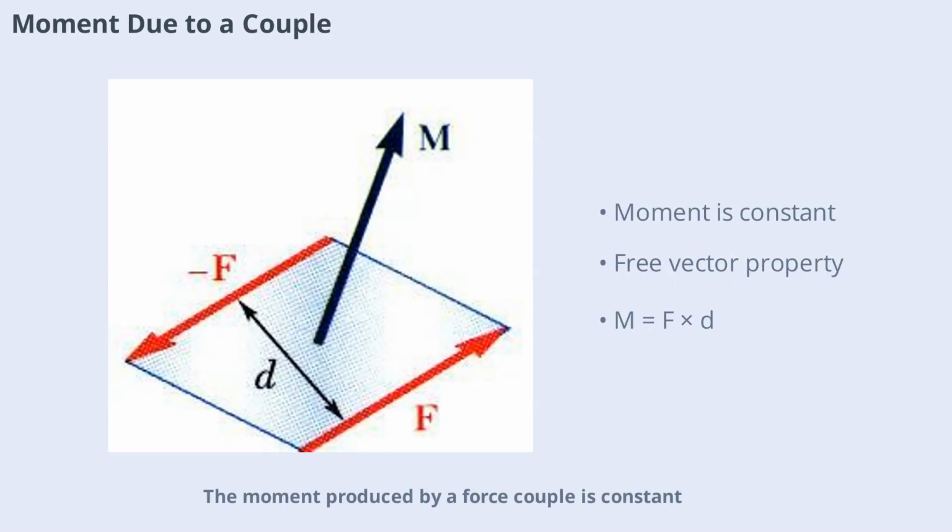The moment produced by a force couple is constant, regardless of the point about which it is calculated. This property makes force couples unique. They are considered free vectors, meaning their effect is the same anywhere on the body. The moment of a couple is simply the force multiplied by the perpendicular distance between the forces.